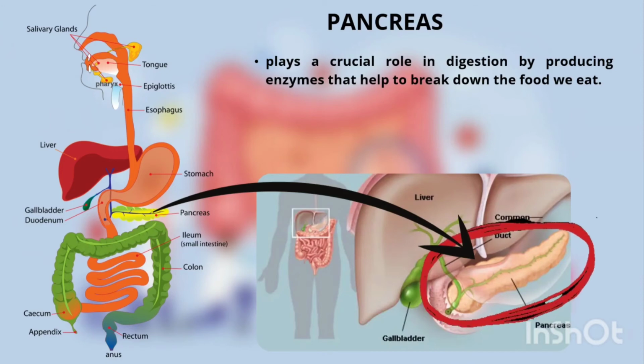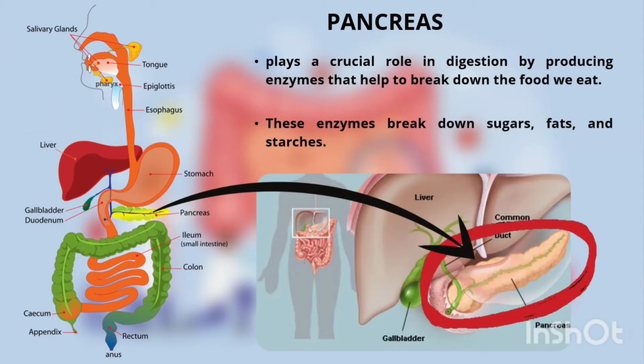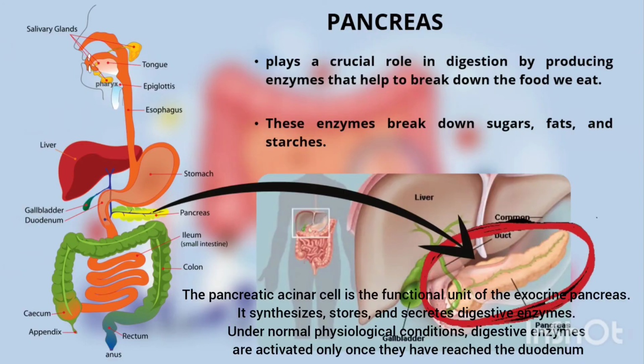The endocrine part, consisting of large spherical clusters, is the islets of Langerhans that secrete hormones important in the metabolism of sugar. The exocrine part, consisting of small berry-like clusters, is the pancreatic acini that secrete the digestive enzymes directly into the duodenum. The acinar cells secrete four enzymes: amylopsin, trypsin, steapsin, and nuclease.